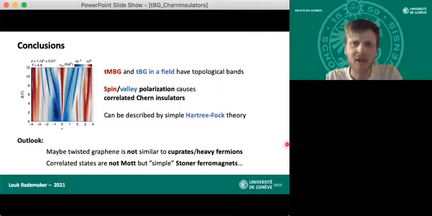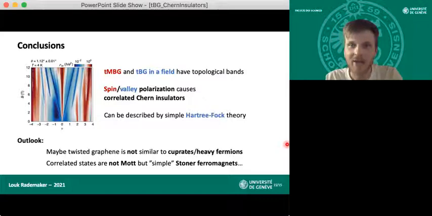Which brings me to my conclusion slide. I showed that the fragile topology can be made robust in either twisted monolayer bilayer graphene or by applying a large magnetic field. And in both cases, spin valley polarization creates correlated Chern insulators, and you can, on a theory level, just describe that by simple Hartree-Fock theory.